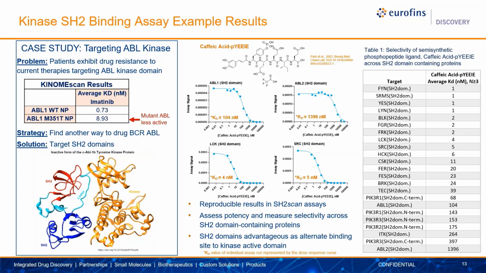In order to validate our kinase SH2 domain binding assays, we tested a semi-synthetic phosphopeptide from the scientific literature to determine the selectivity of this compound against our assembled SH2 domain assays. We observed an over 1,000-fold difference in selectivity for the kinase SH2 domain assays presented in the table on the right, demonstrating the ability of our assay to quantitatively assess binding affinities of ligands over a broad range of concentrations.